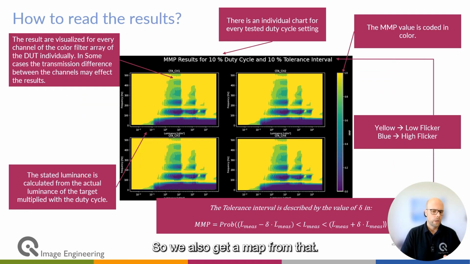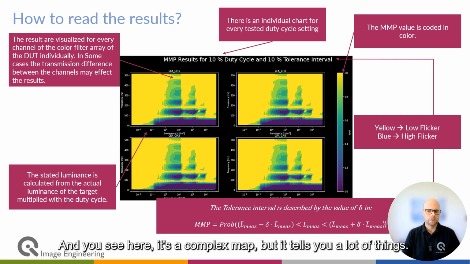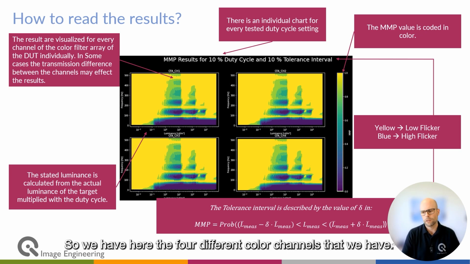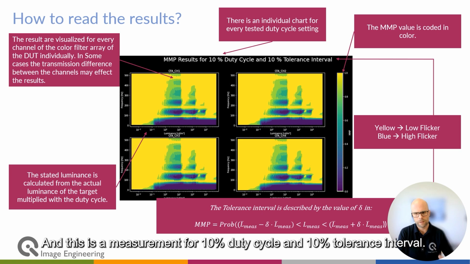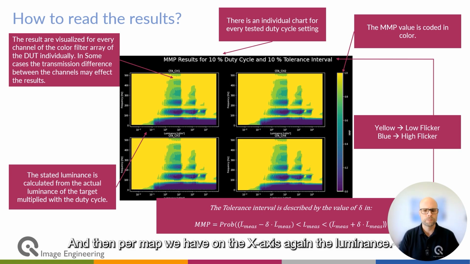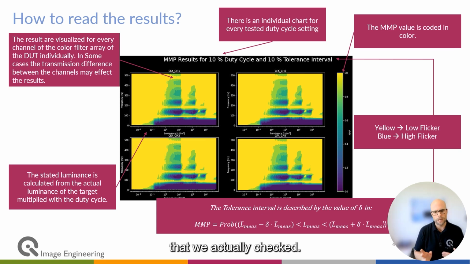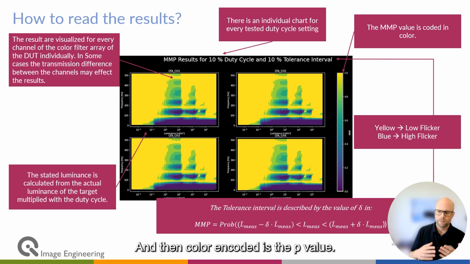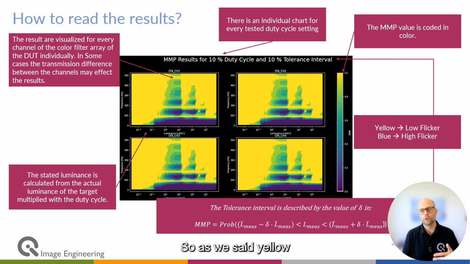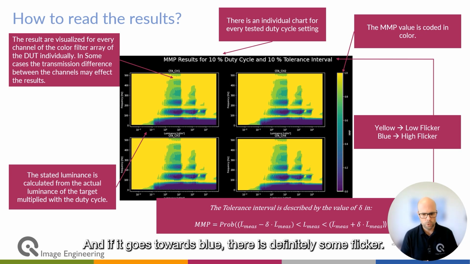So we also get a map from that, and you see here it's a complex map, but it tells you a lot of things. We have the 4 different color channels here, and this is a measurement for 10% duty cycle and 10% tolerance interval. Then per map, we have on the x-axis, again, the luminance, so how bright is it, and on the y-axis the frequency that we actually checked. In color encoded is the MMP value. So as we said, yellow, 1, means there is no flicker, and if it goes towards blue, there is definitely some flicker.